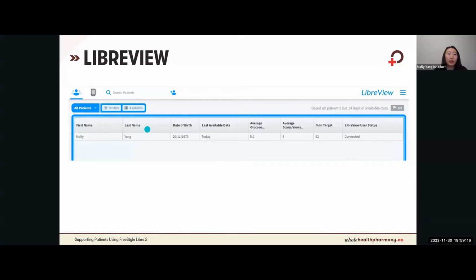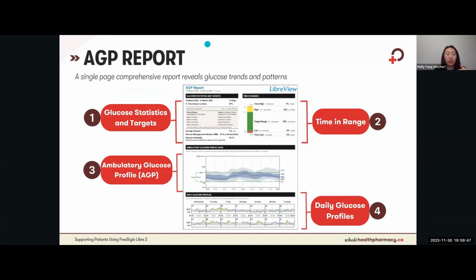So once you have it set up, you actually have a dashboard where you can have all of your patients in a roster similarly. And you can see a really great snapshot of the patient's glucose values. So you see the patient name, you see their average glucose, you see the number of scans and views per day, you see their percent in target. So is it at that 70%? So you can see a very quick snapshot on here. And then once you click into this report, you can generate a personalized AGP report for your patient, which provides a great summary of all of these readings. So we'll go into each of these sections in the next little bit.